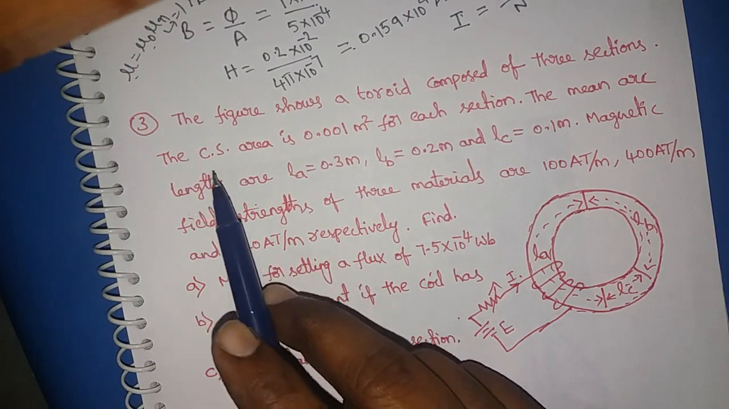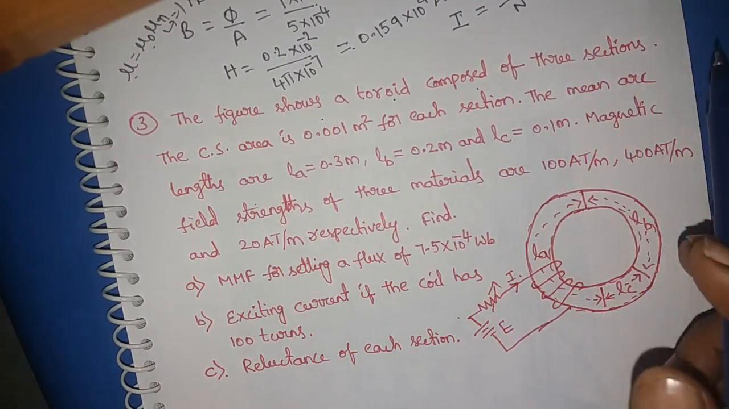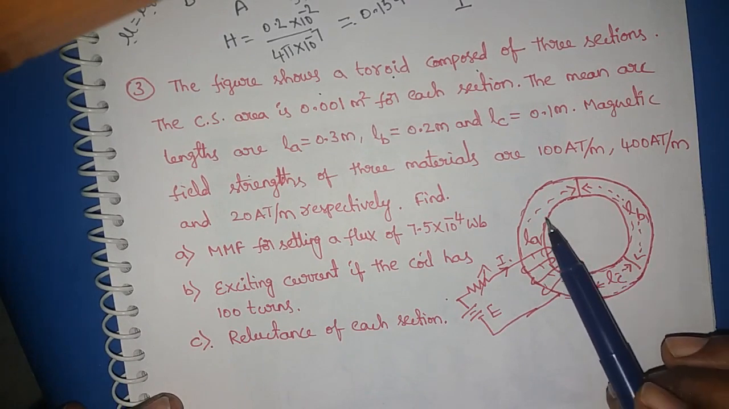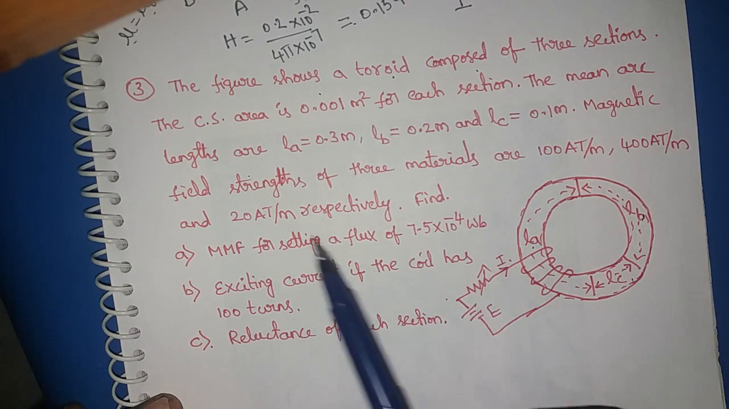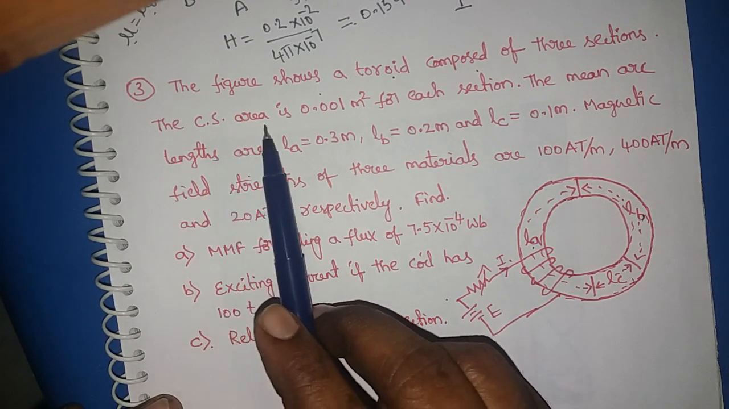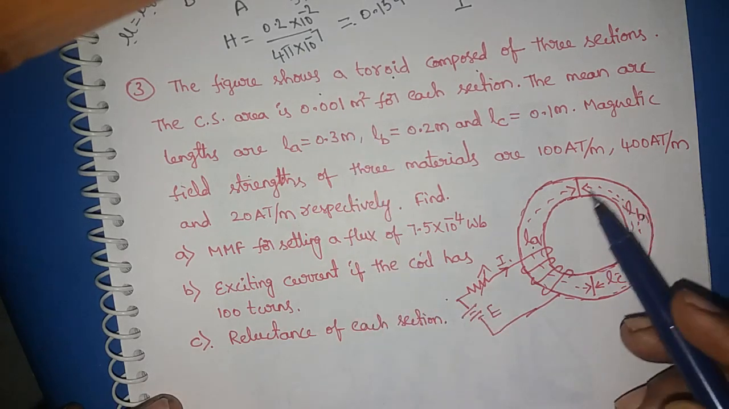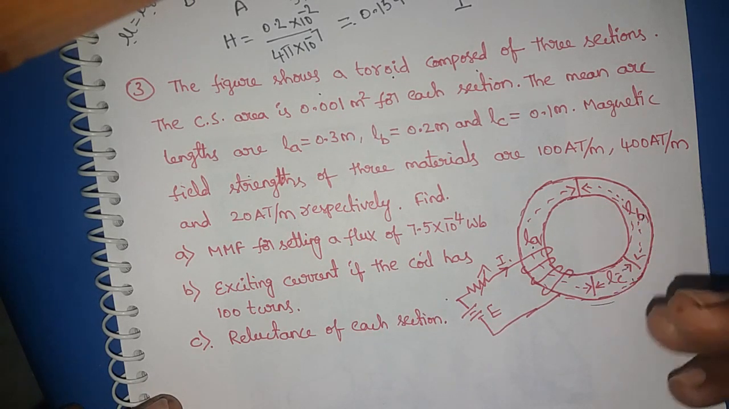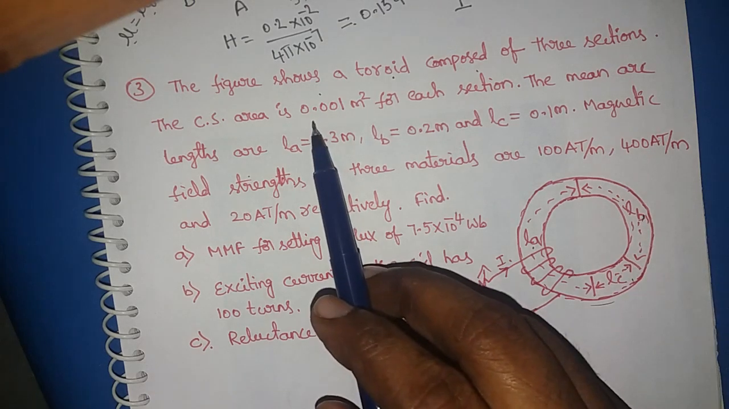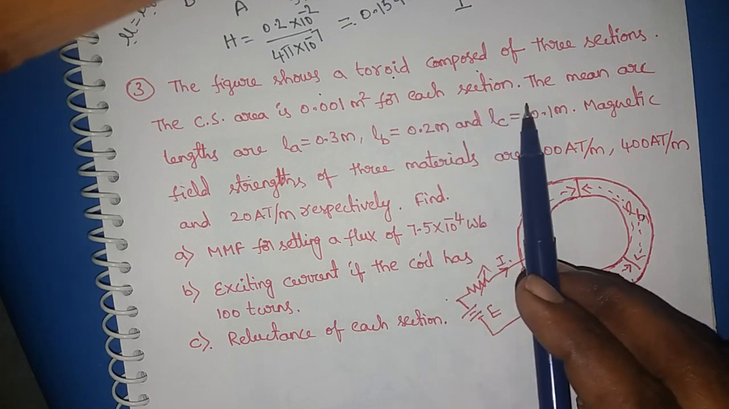This is one more problem. The figure shows a toroid composed of 3 sections. Here you can observe 3 sections: A, B, C. Next, the cross-sectional area is 0.001 meter square. That means the cross-sectional area of this entire toroid is the same, 0.001 meter square for each section.